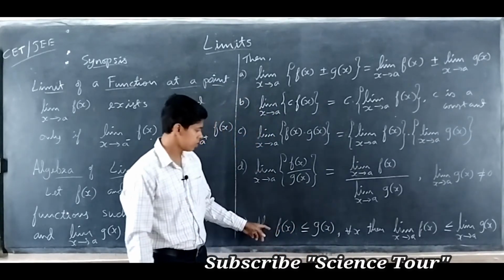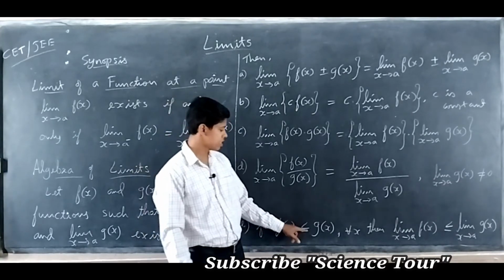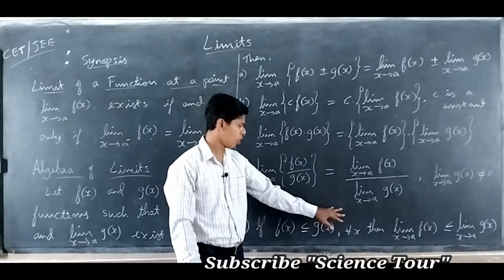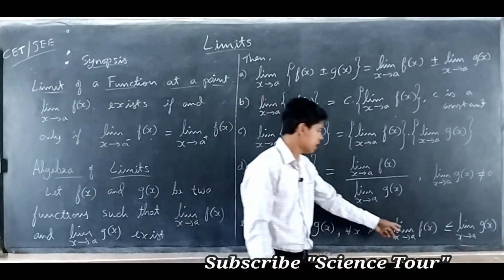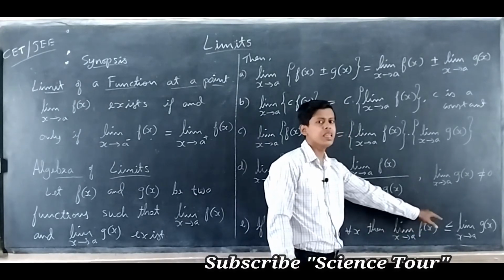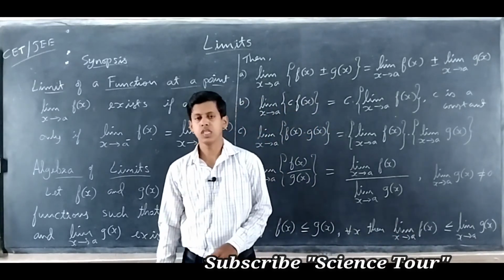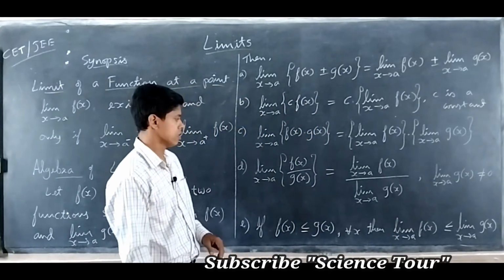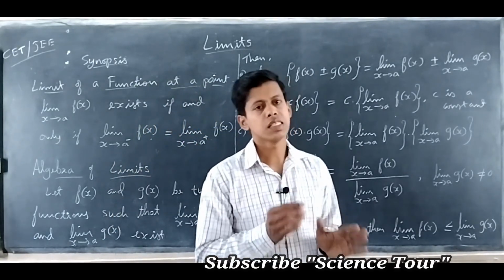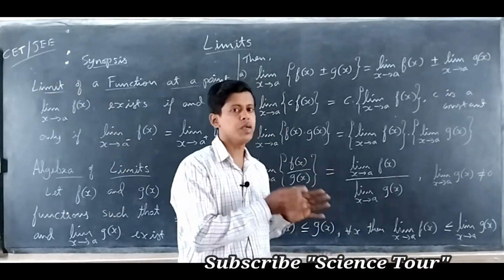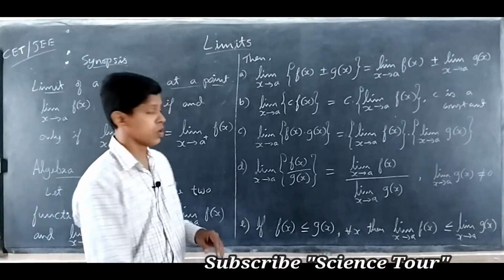Well, now the last part of this algebra. If f of x is less than or equal to g of x for all values of x, then even the limit of f of x will be less than or equal to the limit of g of x at x is equal to a. So that is another point you must keep in mind. If the function is less than or equal to another function, even the limit will be less than or equal to the limit of the next function. Well, so that's about algebra.